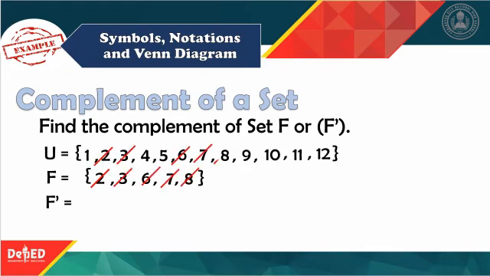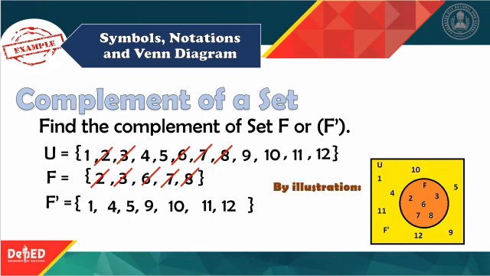And what remains is the complement of set F. Therefore, the elements of the complement of set F are 1, 4, 5, 9, 10, 11, and 12. And it is shown in this illustration of its Venn diagram.